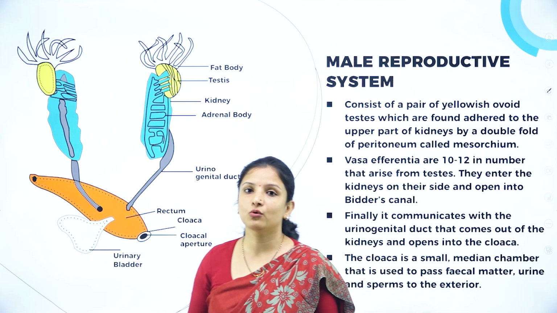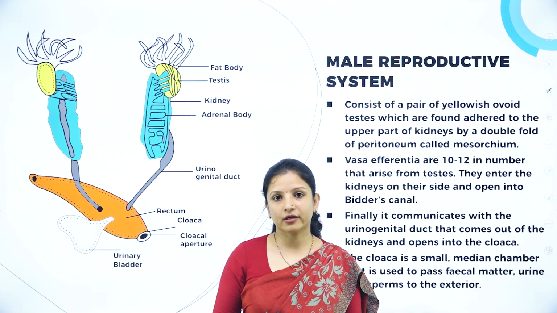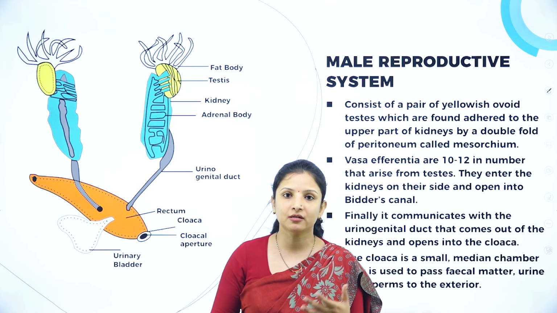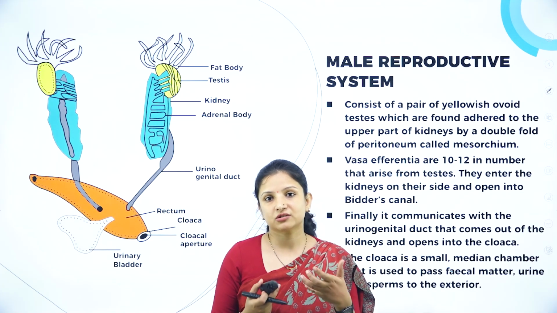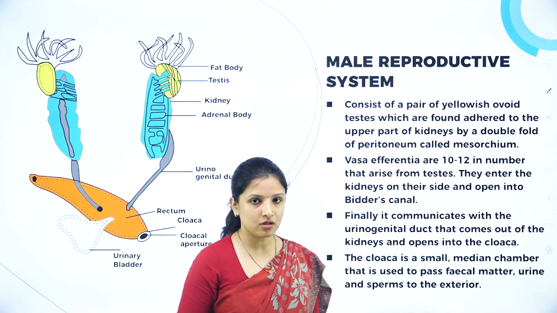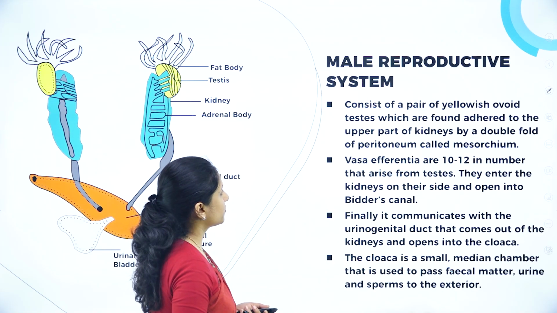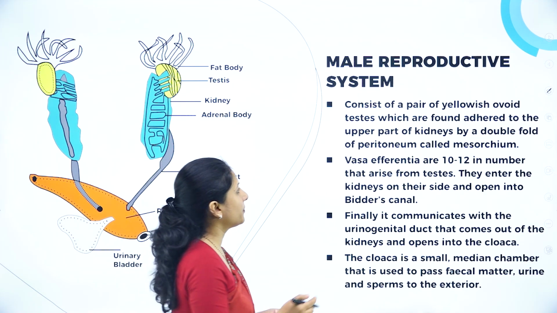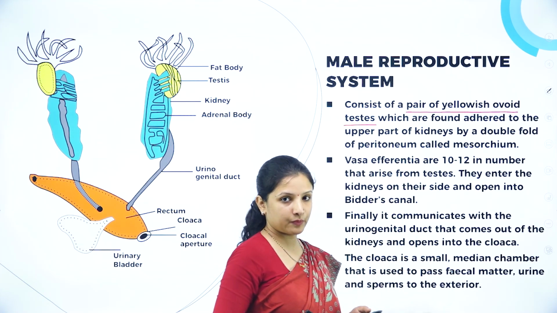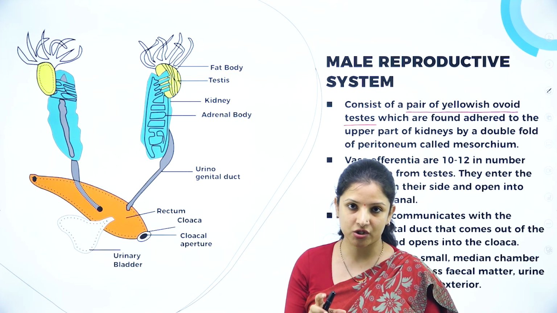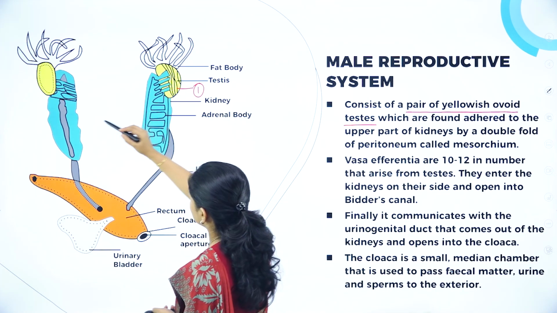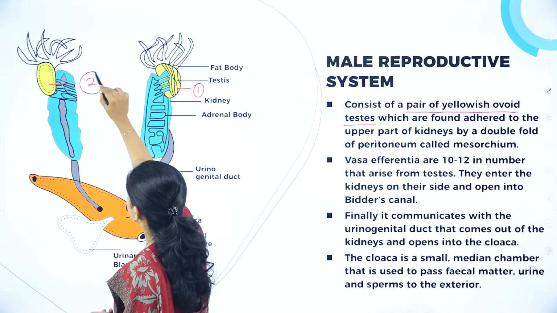So frogs, we know, are egg-laying organisms, wherein the egg is produced by the female and the sperms are produced by the male. So how their structure looks, how the sperm travels, how the egg travels, and all that we shall look into. Talking about the male reproductive system, it consists of a pair of yellowish ovoid testes. So two testes will be present, which are ovoid in shape and yellow in color.